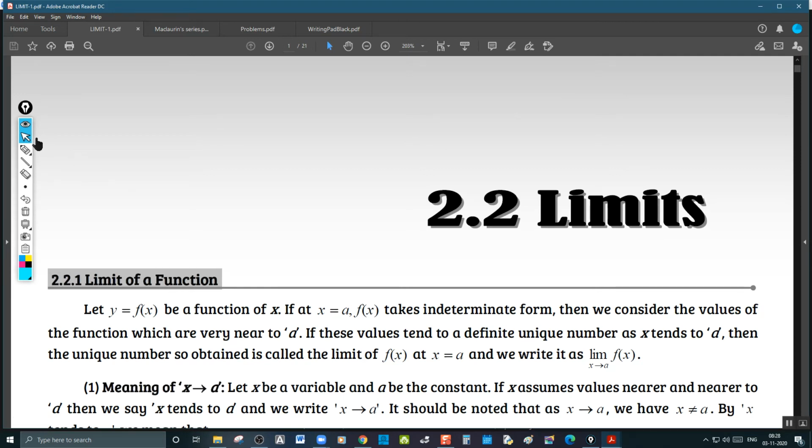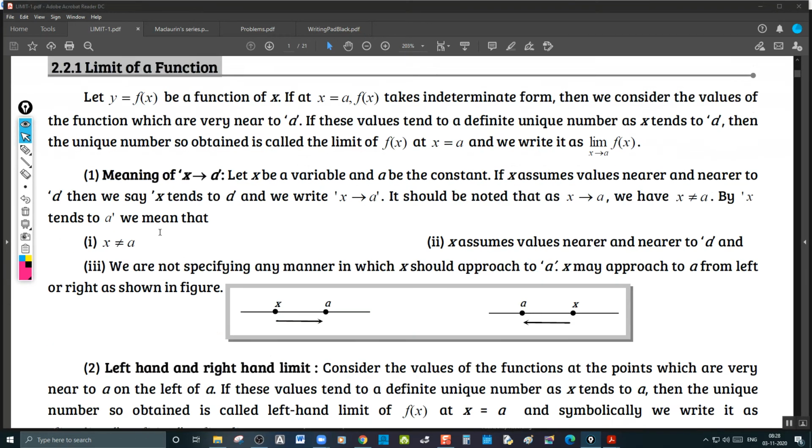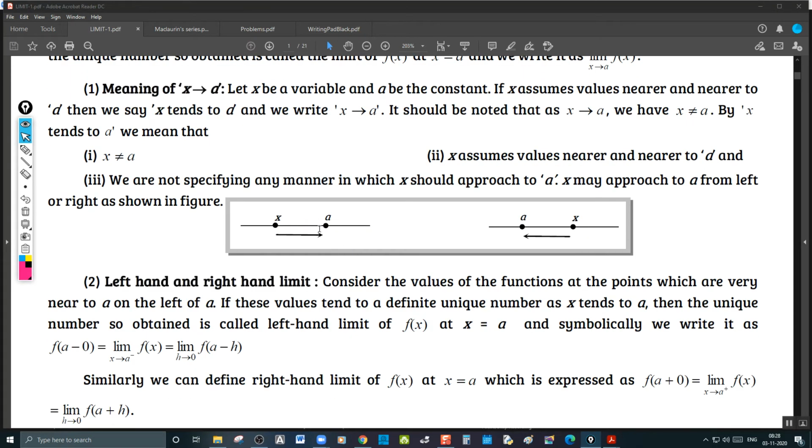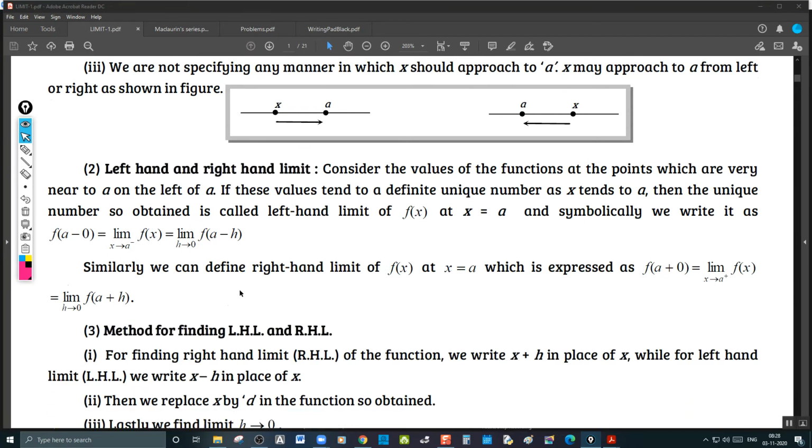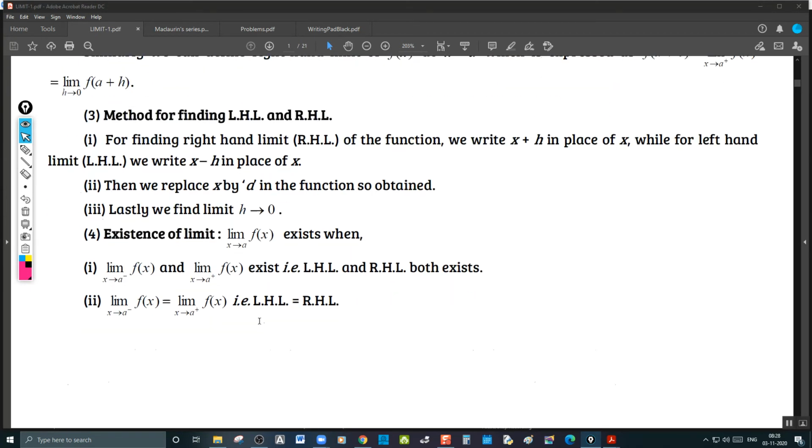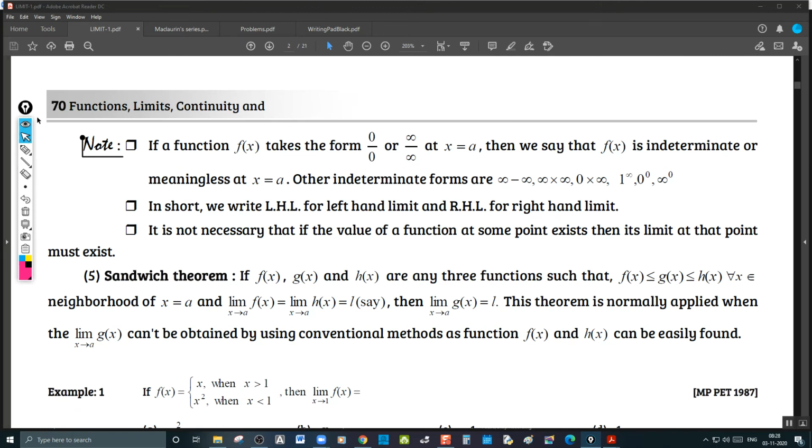Let us revise all the concepts. The first thing I discussed is the existence of the limit. If the left-handed limit is equal to the right-handed limit, then we say that the limit exists, otherwise the limit does not exist. So this is the basic thing everyone knows, and you know the indeterminate forms: 0 by 0, infinity by infinity, infinity minus infinity, infinity into infinity, 0 into infinity, 1 power infinity, 0 power 0, infinity power 0. These are all said to be indeterminate forms.